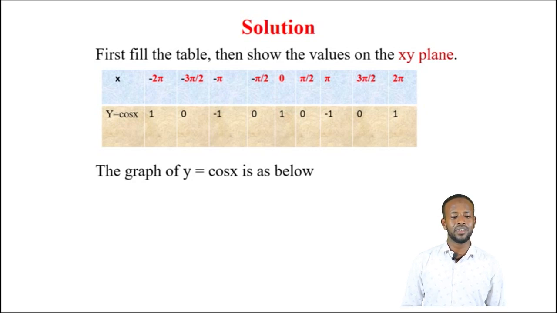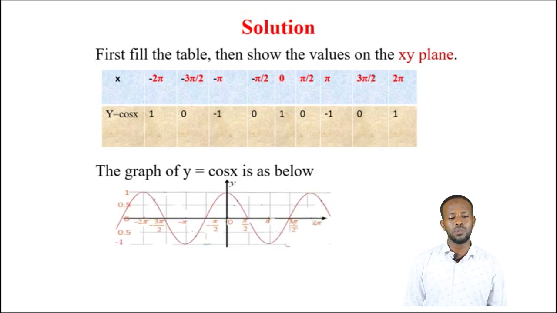This is the graph. Our graph is between what and what? When x is 0, it is 1. Directly you will go to 1. Mark it. So this is the graph. What do you observe?